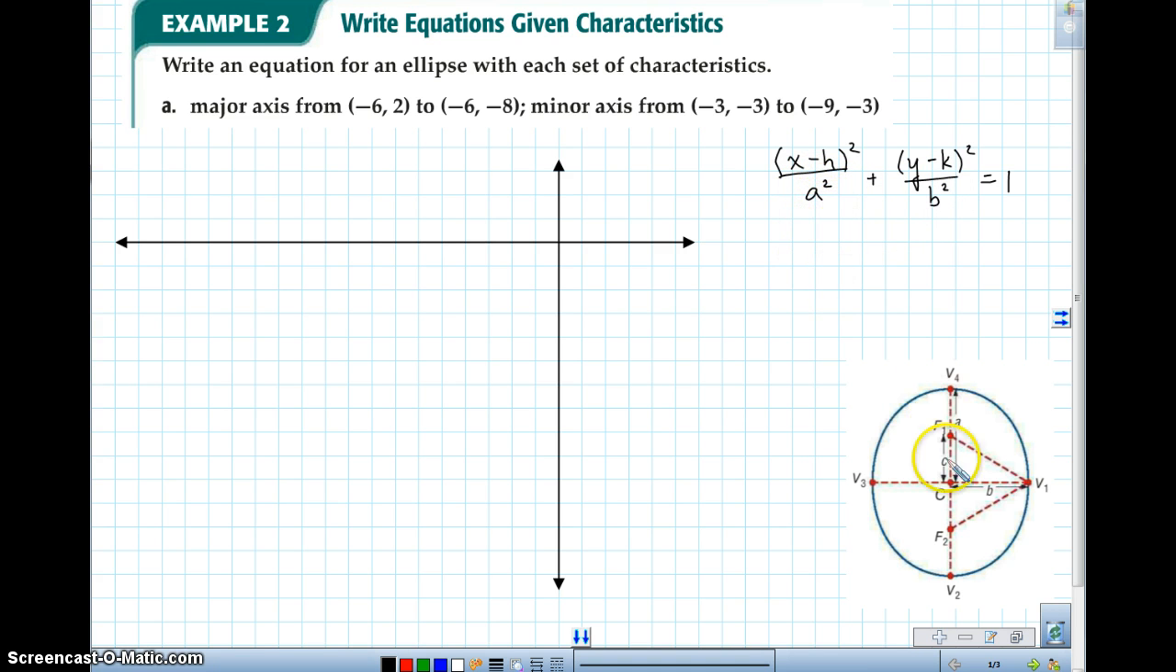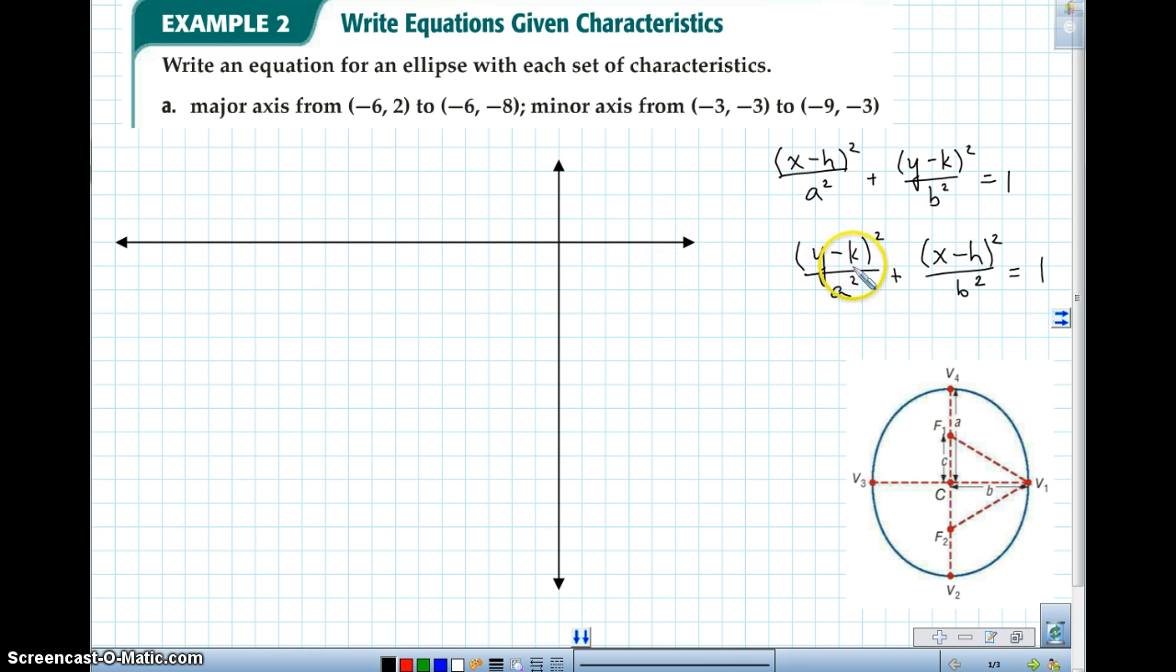If the ellipse is running the other way, like this image down here, then you simply switch the a and the b, or you can think of it as switching the y and the x. It doesn't really matter. But generally the form would look like this: (y minus k) squared over a squared plus (x minus h) squared over b squared equals 1.